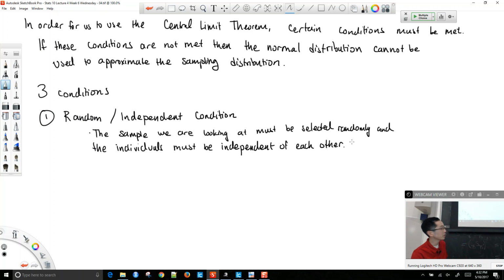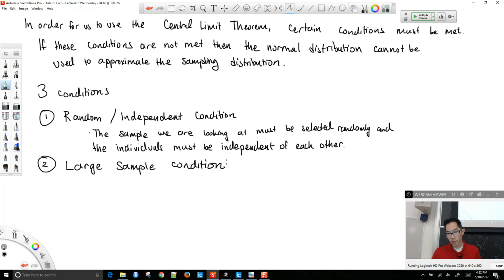So that is the random and independent condition. The second condition is known as the large sample condition. The large sample condition basically means the sample must be large enough. So how do we know if a sample is large enough?